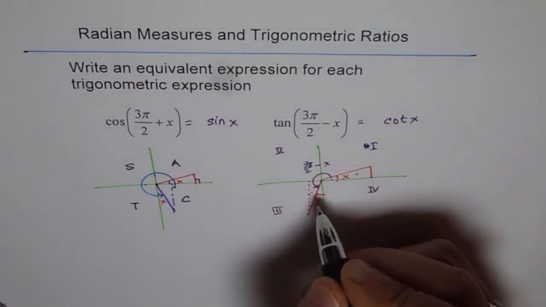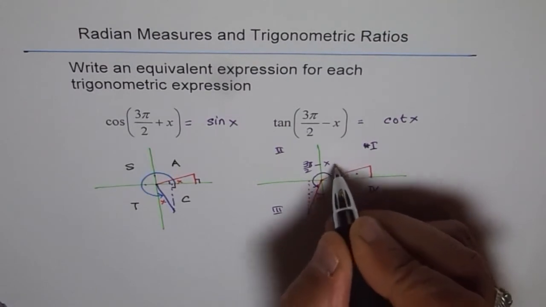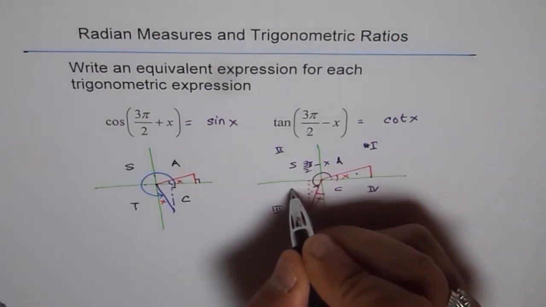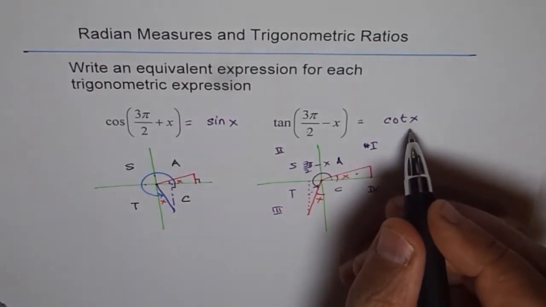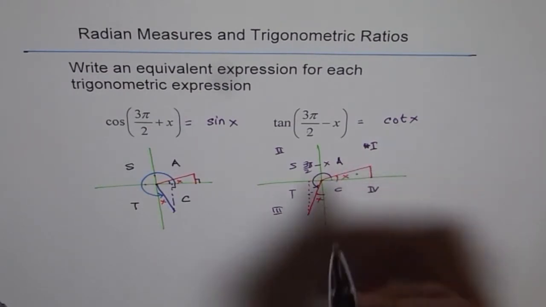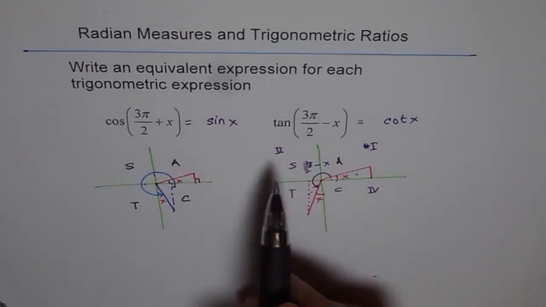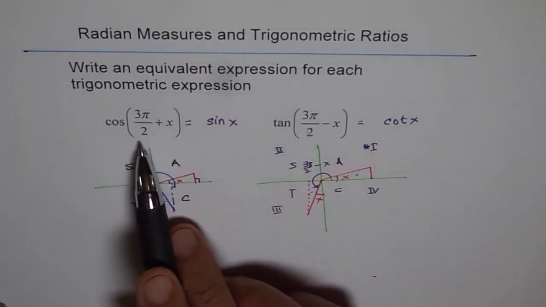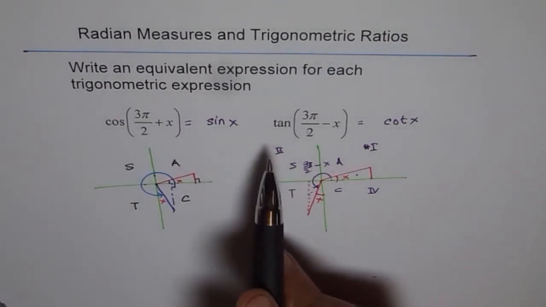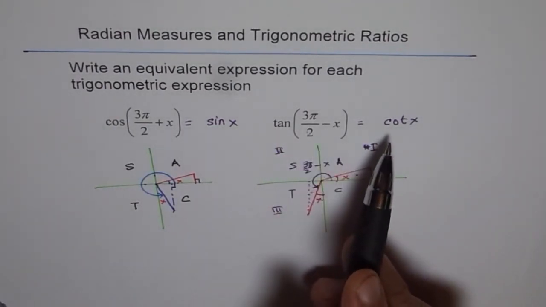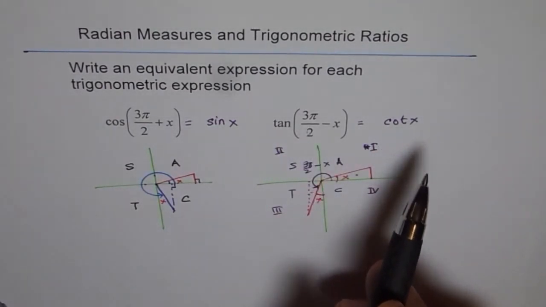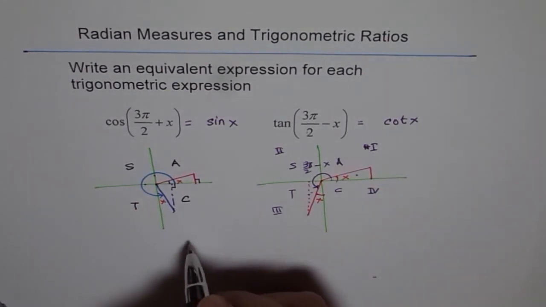Since tan is positive here, CAST rule, right? C-A-S-T. Cotangent should be positive, right? All are positive here, correct? So, the equivalent expressions for the trigonometric ratios given are: for cos(3π/2 + x) it is sin x, and for tan(3π/2 − x) it is cot x. These are also called co-functions.